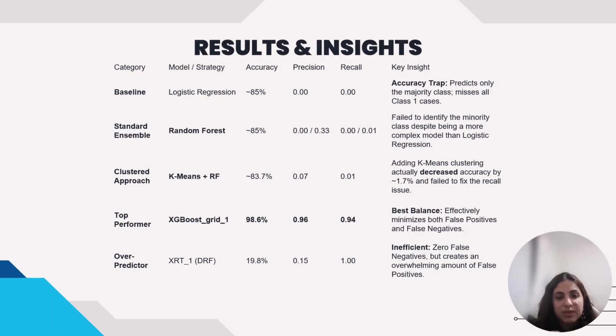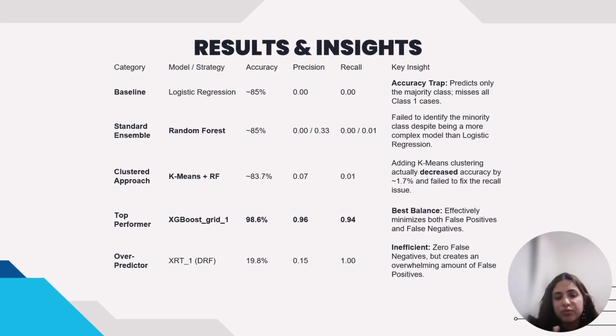So for example, the baseline, which is the logistic regression, as mentioned, had 85% accuracy. However, this accuracy could be a trap, as it predicts only the majority and misses all the class 1 cases. And then we have the standard ensemble, which is the random forest in this case, which performed similarly to the baseline, the logistic regression. Then we have the k-means, which had a decreased accuracy, and still didn't manage to fix the recall issue.